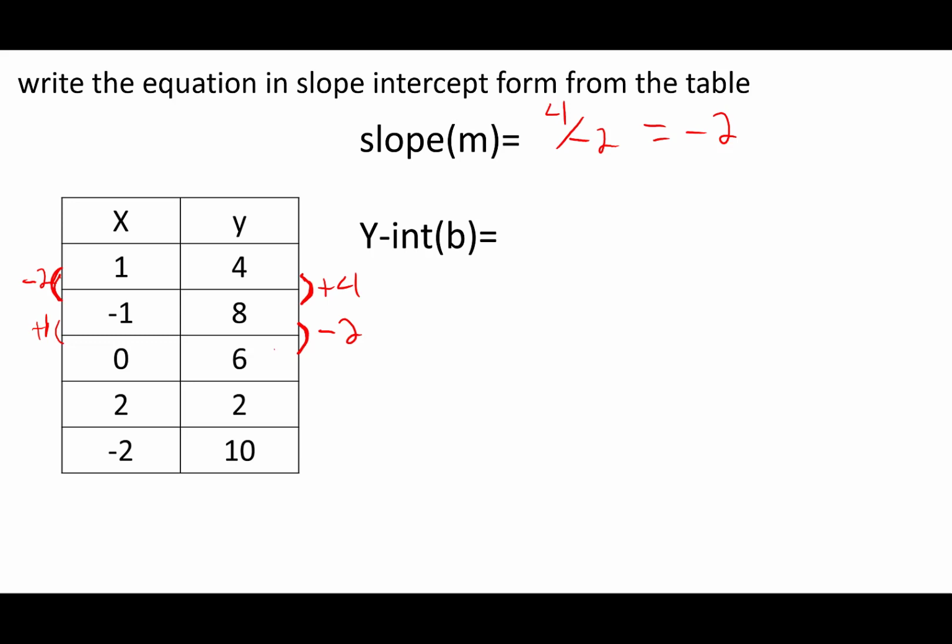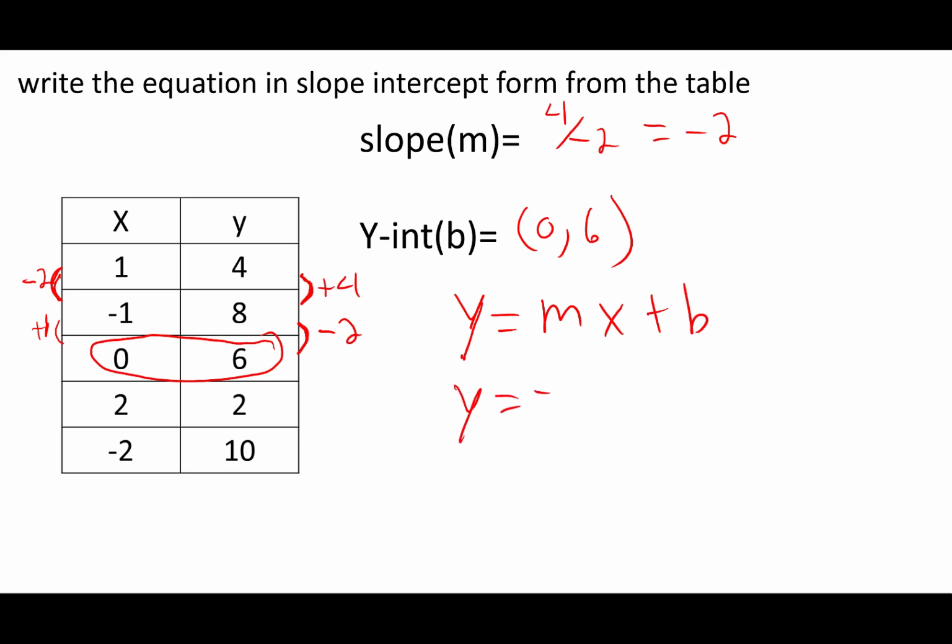So here, well, I've got my x is equal to 0. So what is my y-intercept? Okay, it's the point (0, 6). So now I can write my equation in slope-intercept form. Okay, my m is -2. My b is 6. And there we go.